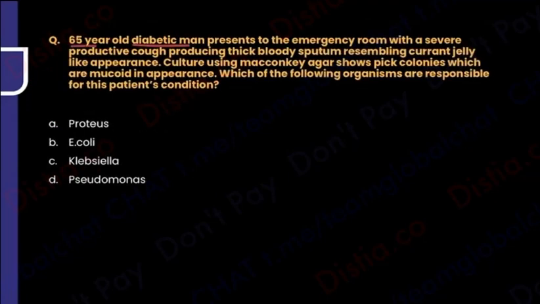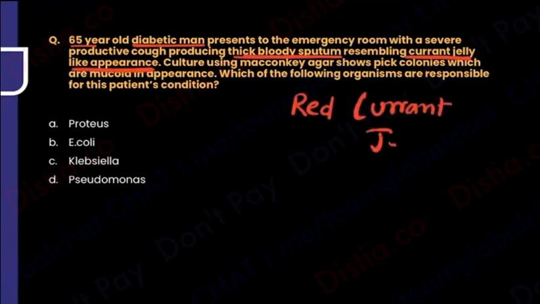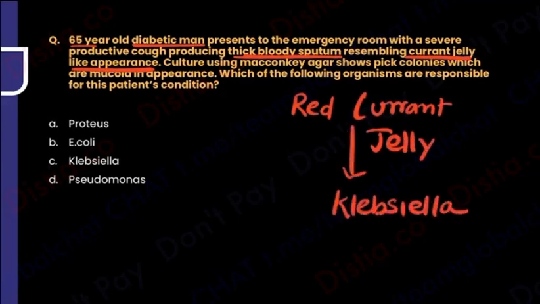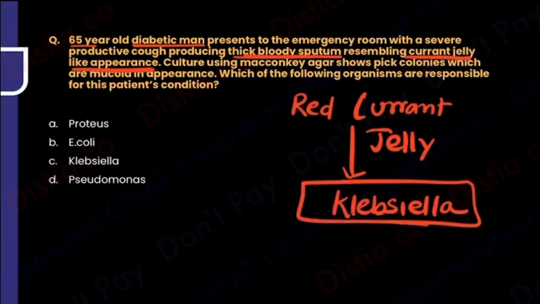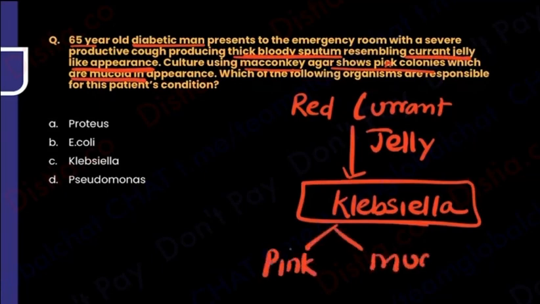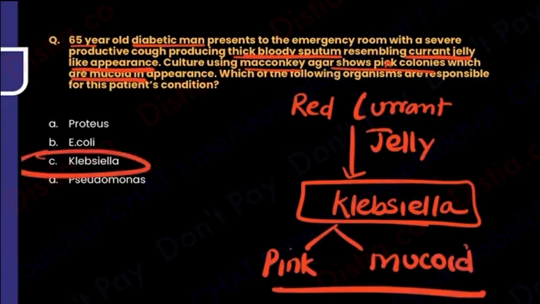There's a 65-year-old diabetic man who presents to the emergency room with a severe productive cough, having a thick, bloody sputum resembling currant jelly. So remember, when they are talking about red currant jelly sputum, currant jelly will remind you of Klebsiella. Also, I know Klebsiella is a lactose fermenter, so on MacConkey it shows pink colonies which are mucoid. So that definitely gives me currant jelly sputum with pink mucoid colonies. Of course, it is a classical case of Klebsiella.